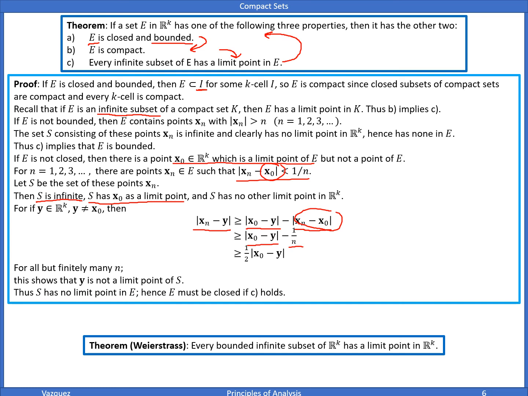And that should conclude the lecture for today for compact sets. And then we'll be looking at perfect sets and connected sets next.